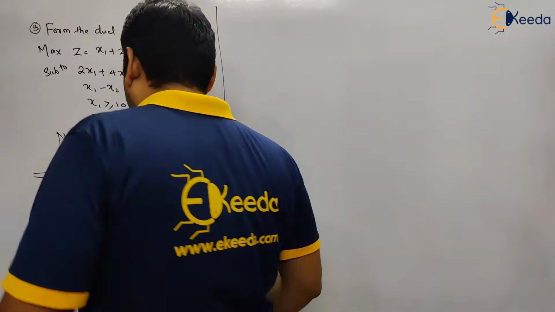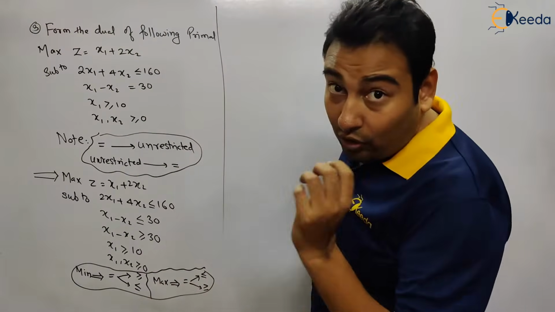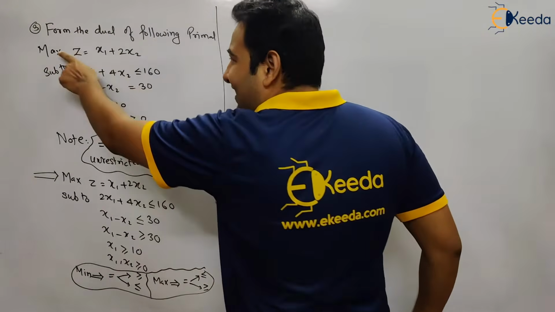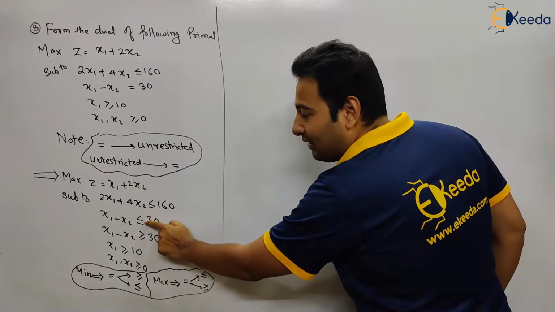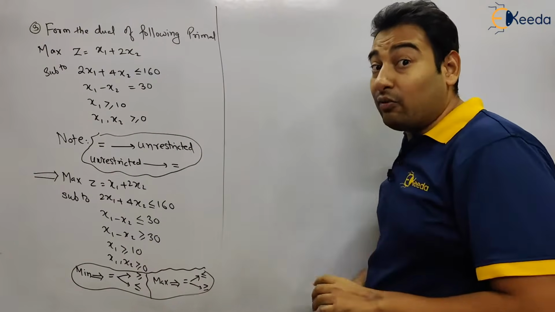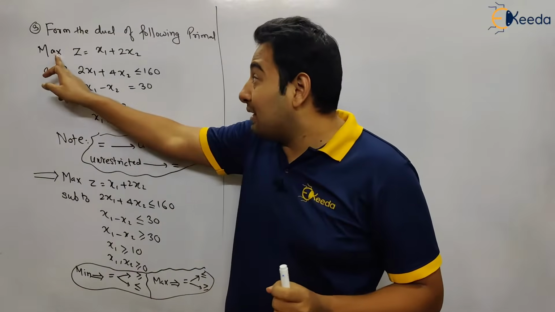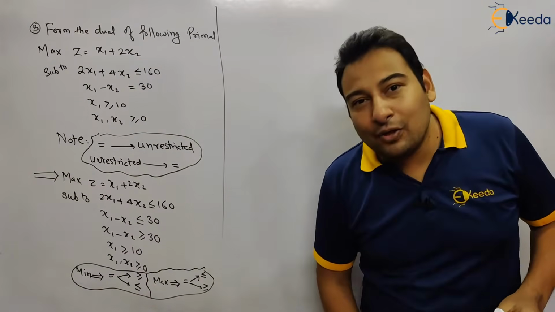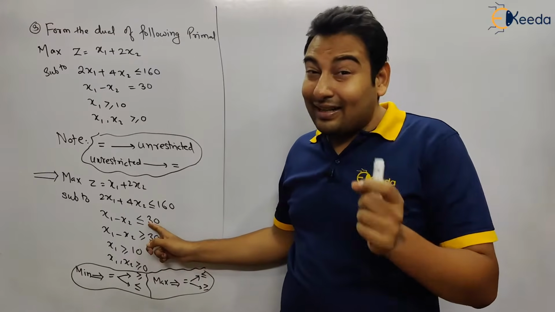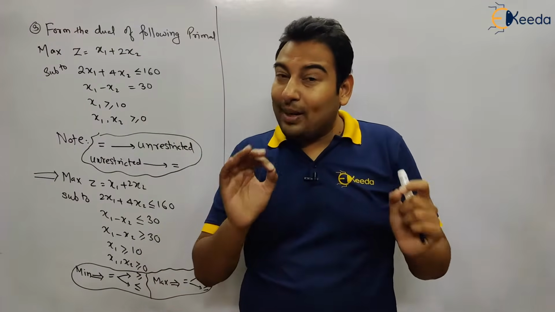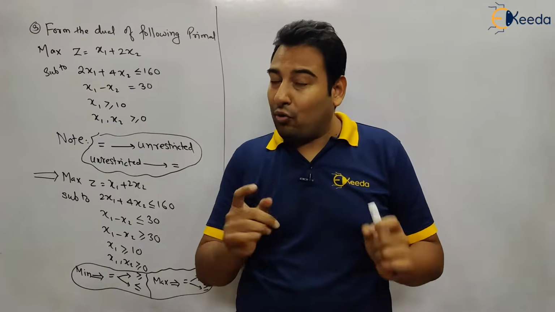So please be careful. See here, again what we did: equal to, since it is maximized, first we wrote less than equal to, then we wrote greater than equal to. Suppose in the same problem it were minimized and we have equal to, then first we'll write greater than equal to, then we write less than equal to. Make a mark of this note, a very important note. Let's move on.